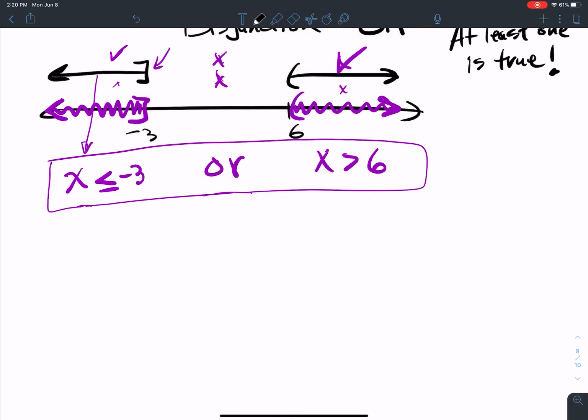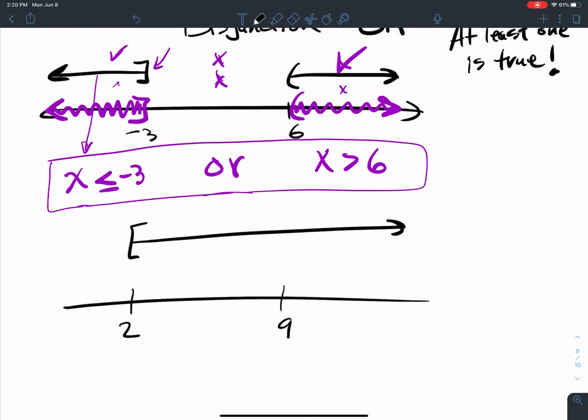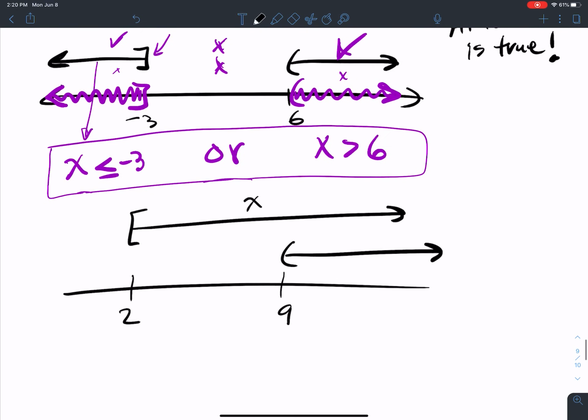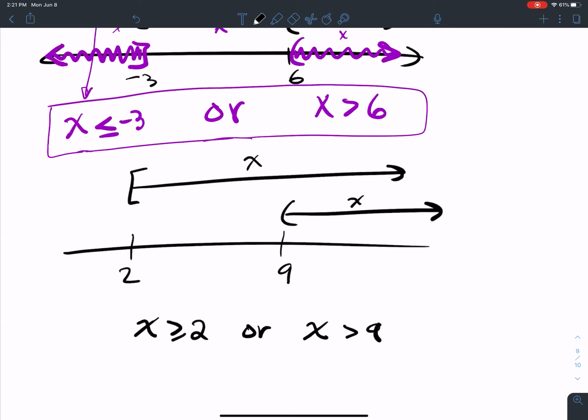Okay, let me do one more of these ors. So the last scenario you might run into with an or, so you had like a 2 and a 9. So with this one, maybe we have a bracket here and then parentheses going this way. Okay? So how do I write this? With an or, so this would be x is greater than or equal to 2, or x is greater than 9. So what does this equal? Okay, so where's it true?